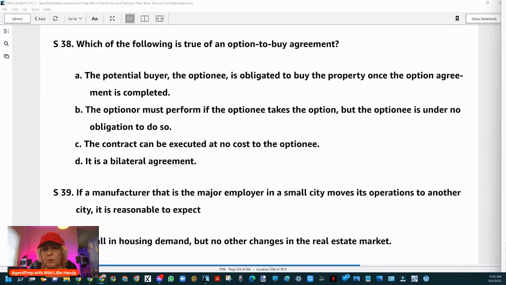All right, number 38. Which of the following is true of an option to buy agreement? A, the potential buyer, the optionee, is obligated to buy the property once the option agreement is completed. B, the optioner must perform if the optionee takes the option, but the optionee is under no obligation to do so. C, the contract can be executed at no cost to the optionee. Or D, it is a bilateral agreement.